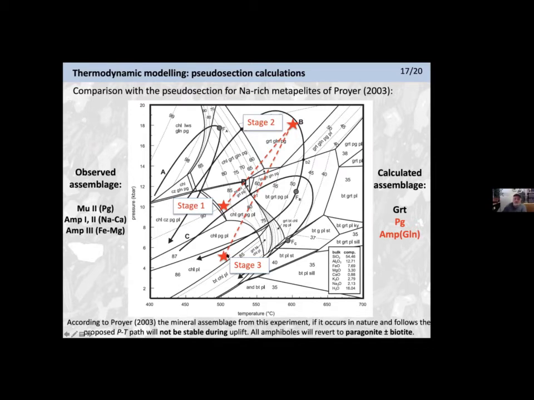So if you could model this, for instance, a bit longer, then we should end up with a mineral assemblage that does not contain any high-grade minerals such as glaucophane. They should all be reverted to paragonite and biotite.